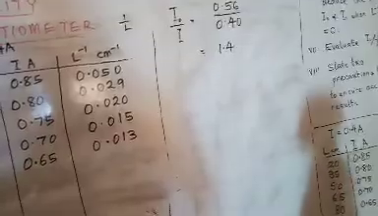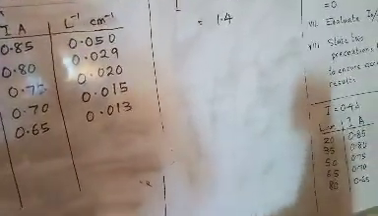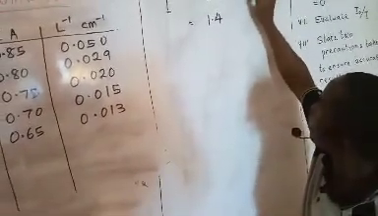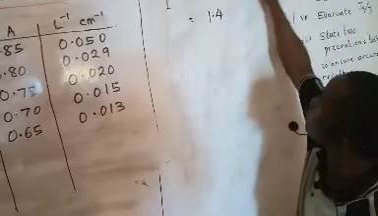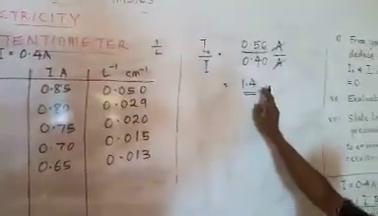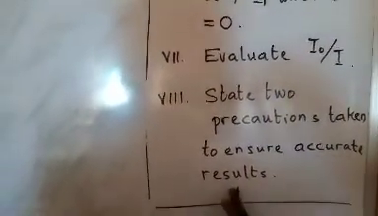But somebody will ask, will there not be a unit? There is no unit. This is ampere, this is also ampere. Ampere divided by ampere, there is no unit here. The final answer we have is 1.4. Now, the fifth one, state 2 precautions taken to ensure accurate result.